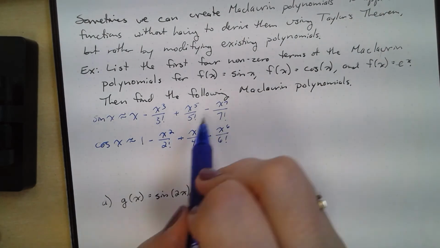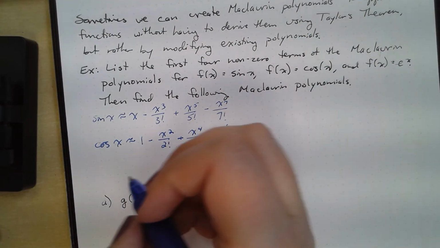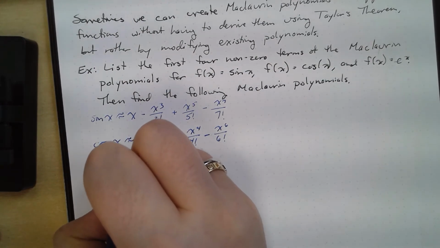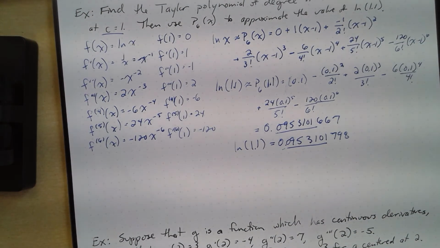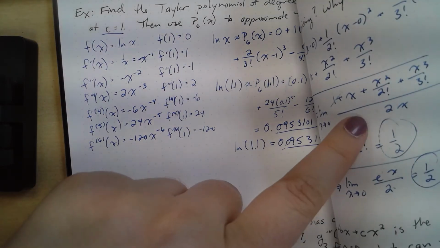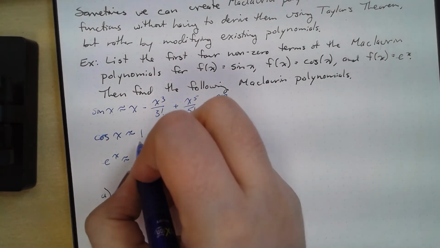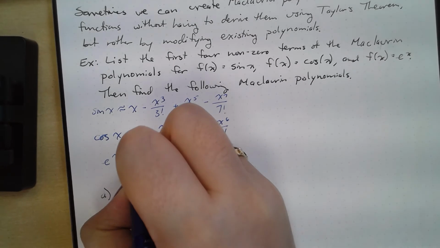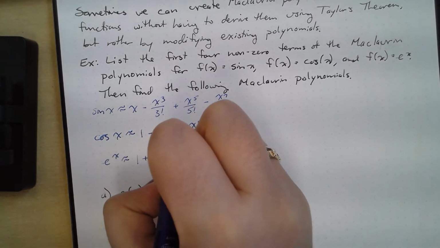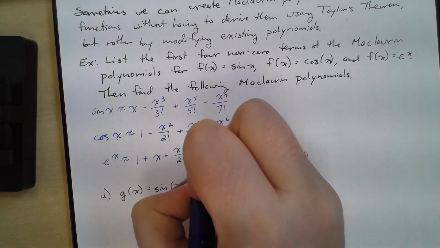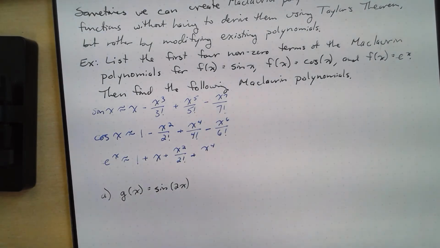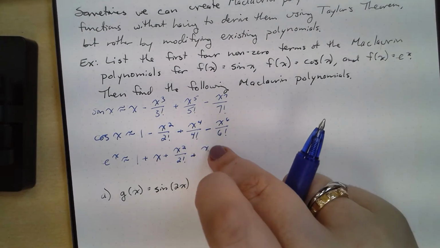So these are the first 4 terms. And then e to the x is approximately, and I think we did this one as well somewhere. Yeah, we did it back here on the page before. e to the x is approximately 1 plus x, plus x squared over 2 factorial, plus x cubed over 3 factorial.